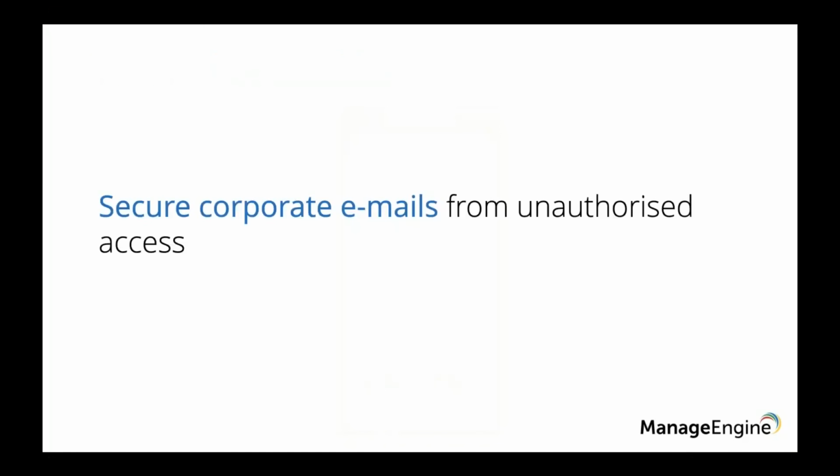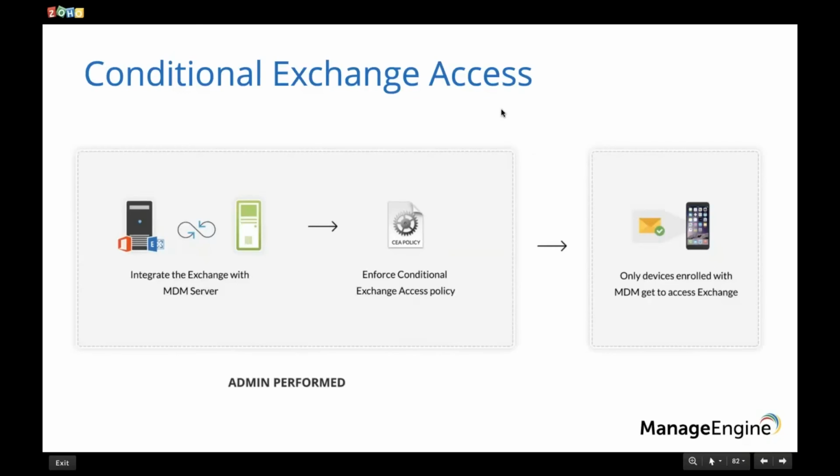So this is how you can secure your corporate data on your devices. As I was telling you, another important aspect of security is securing access to your corporate emails from unauthorized devices. And that can be achieved using conditional exchange access. So conditional exchange access will allow access to your corporate exchange account only from devices that are already enrolled with MDM. And if there is a device that is not enrolled with MDM, the access will be immediately revoked from these devices. So how does conditional exchange access work?